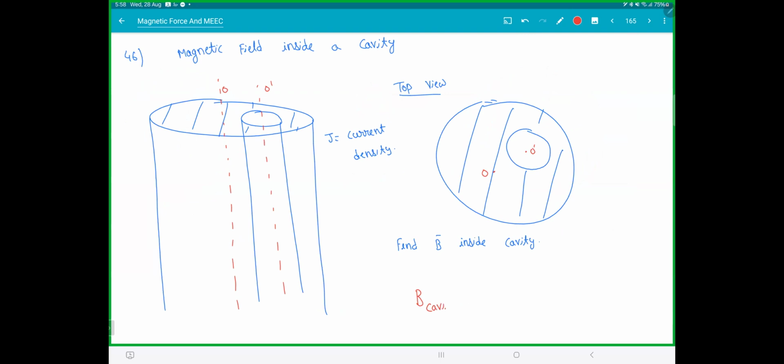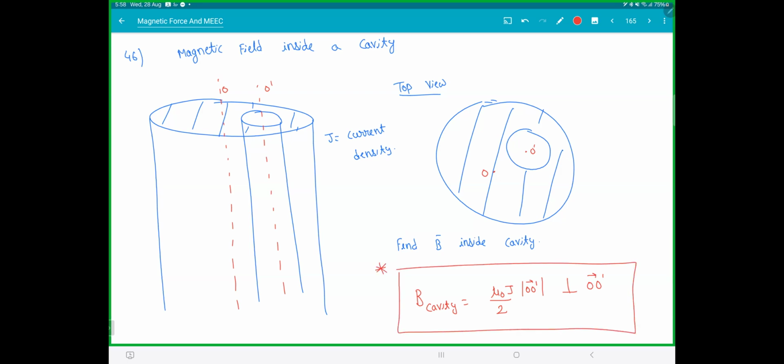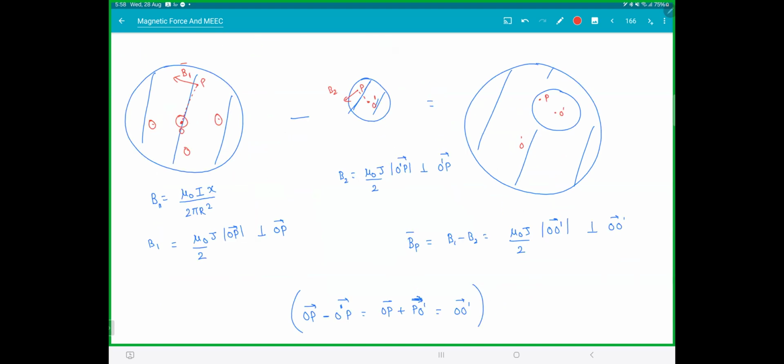So B inside the cavity is mu naught J by 2. It depends on the magnitude OO dash, but the direction is not OO dash. It's perpendicular to OO dash. Keep that in mind. Have a look at this. This is the concept. Whenever you see a cavity, literally, this is the only way we can do it.